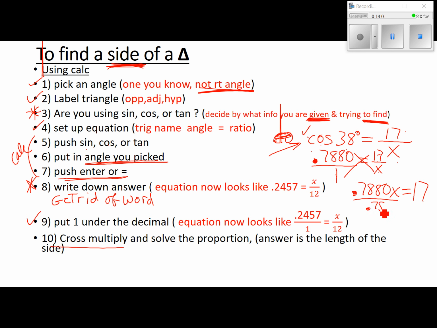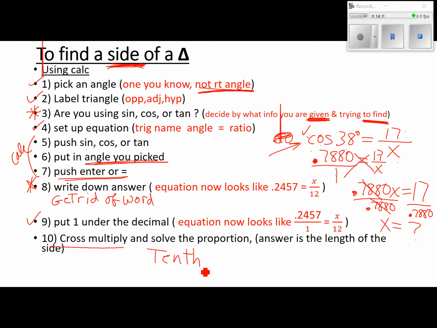Sometimes you won't have to do this step. Sometimes it'll already have x by itself. This time we have to divide both sides by that number, and it's going to leave us with x equals whatever our answer is there. That answer is the length of the side. Normally the length of the side, we'll round off to the nearest tenth. So you go out one place behind the decimal.